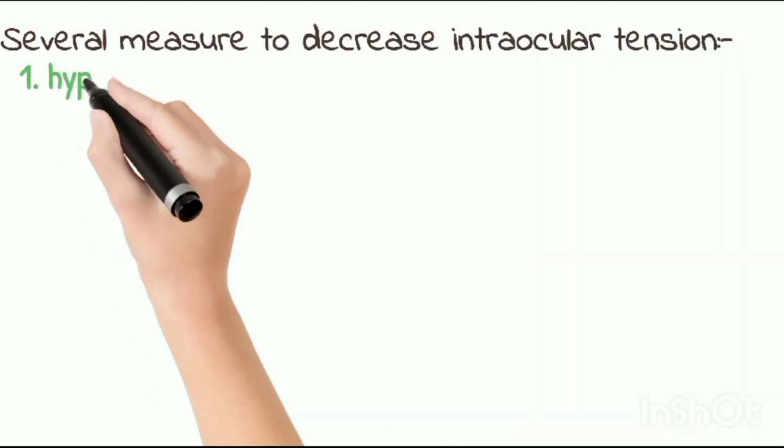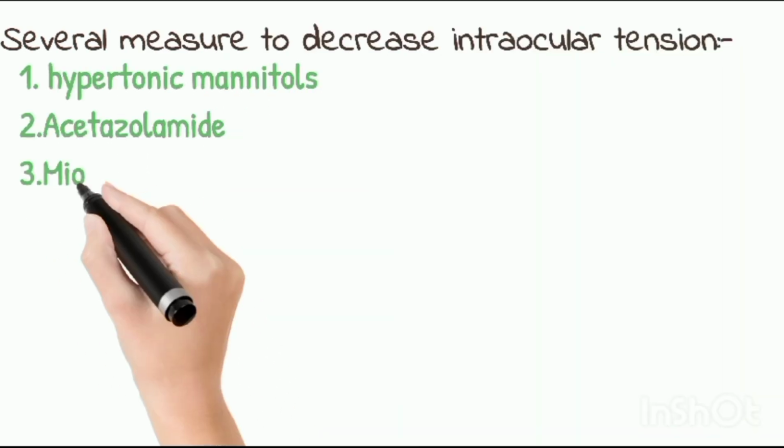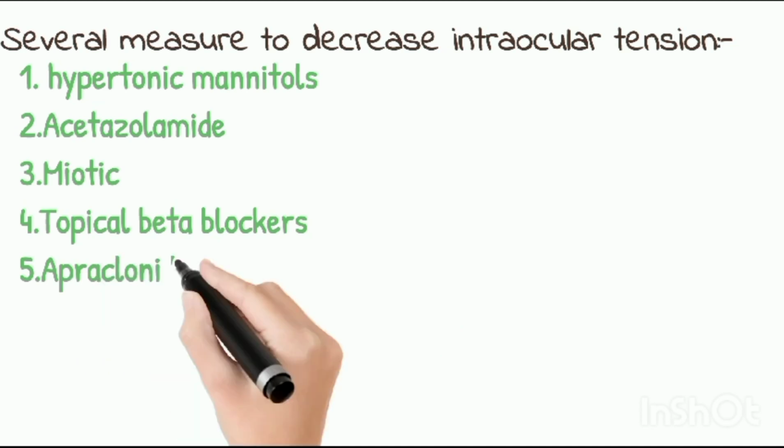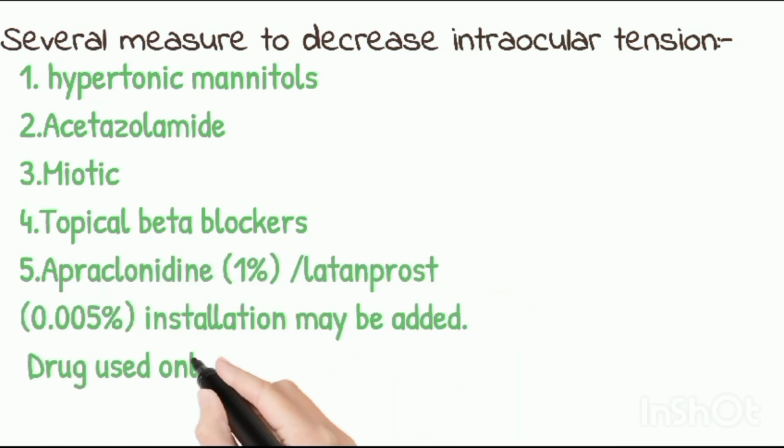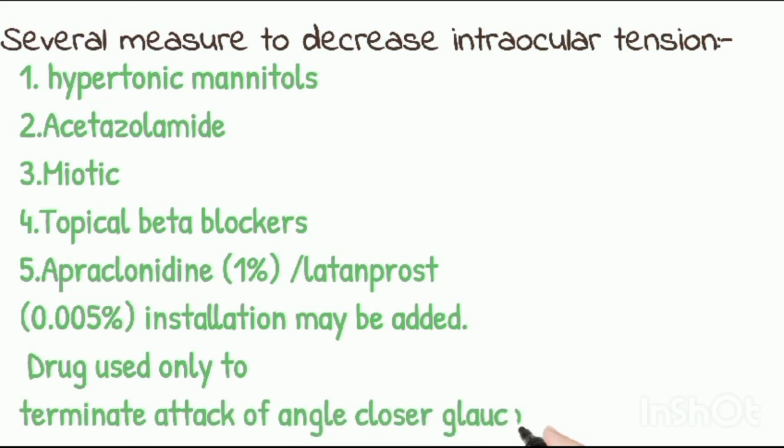Several measures to decrease intraocular tension: hypertonic mannitol, acetazolamide, myotic, topical beta blocker, apraclonidine, latanoprost. Instillation may be added. Drugs are used only to terminate an attack of angle closure glaucoma.